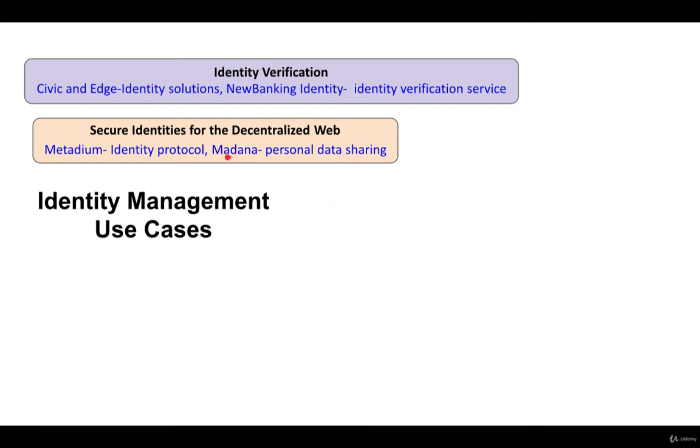MetaDiem is an identity protocol, while Madana is a personal data sharing platform. They are working on blockchain. Even Humanity.co is working on personal data rights on the blockchain.